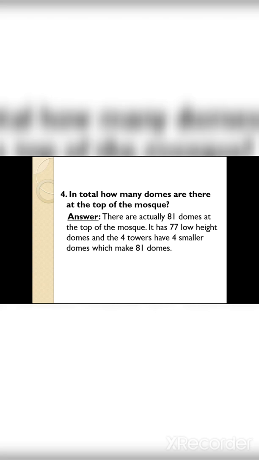Question number 4. In total, how many domes are there at the top of the mosque? There are actually 81 domes at the top of the mosque. It has 77 low-height domes and the 4 towers have 4 smaller domes which make 81 domes.